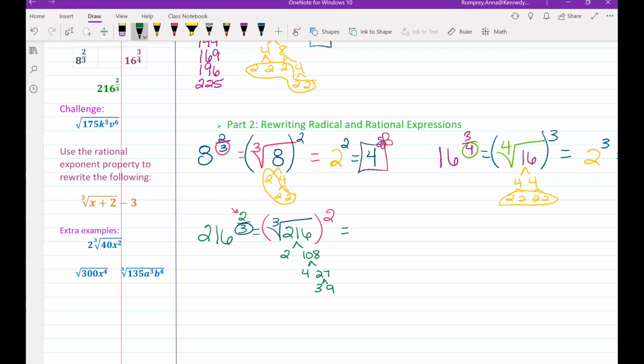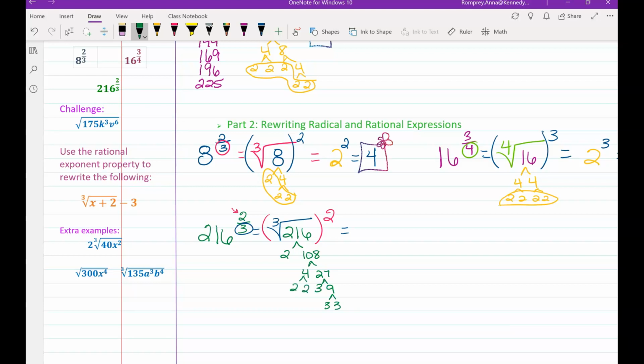Okay, now not everything is completely factored here. Are you with me? Because 2 can't be broken down anymore, 3 can't be broken down. Why? Because the only factors are 1 and itself. But 4 and 9, we can break those down more. So 9 gives me a 3 and a 3. 4 gives me a 2 and a 2.